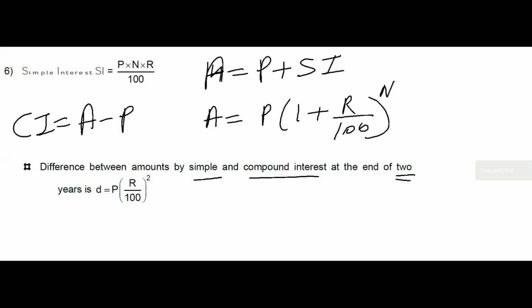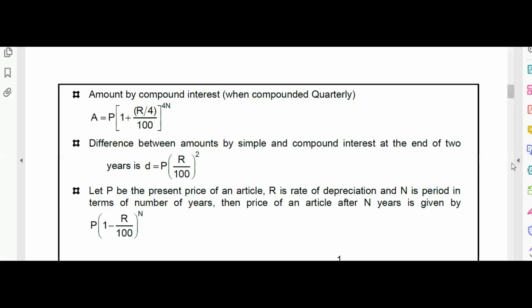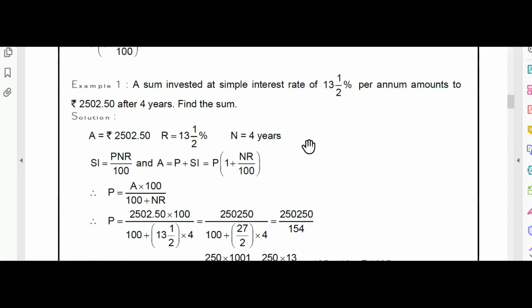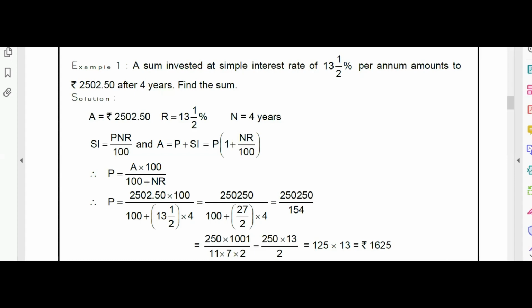Okay, now based on this we have other formulas also, the half yearly formula, then the quarterly formula, that I will explain to you when we solve exercises or solved examples. Okay, so now let's understand the first solved example.